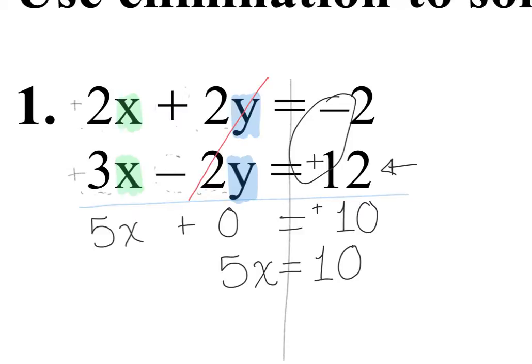And now we have 5x equals 10. The 5 is next to the x, so it's being multiplied. We divide by 5.